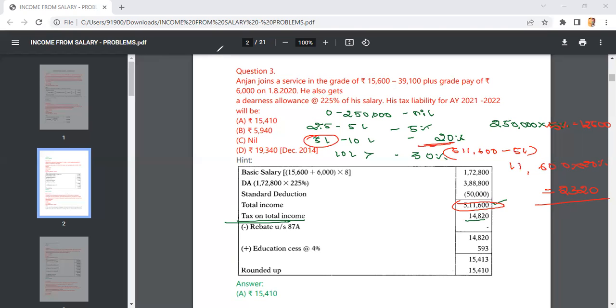Can I have a response? Yes, ma'am. When you add 12,500 plus 2,320, you will get 14,820, right? Yes, ma'am. So that is how you got this amount.